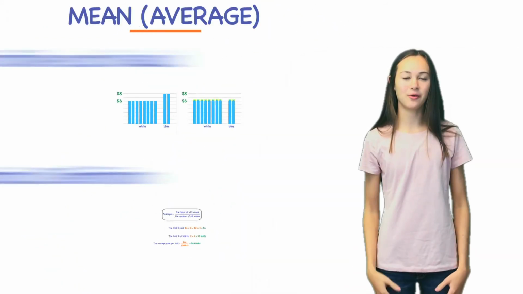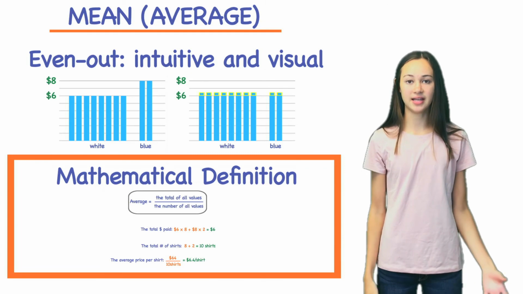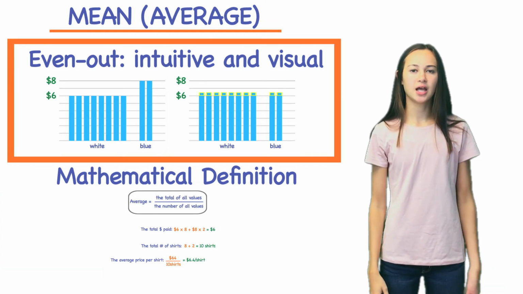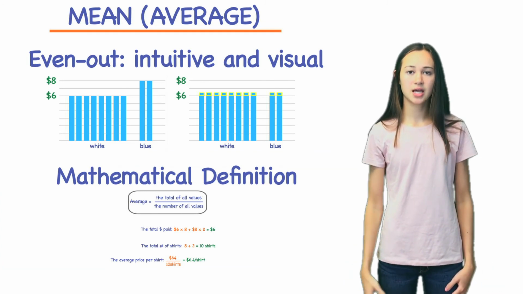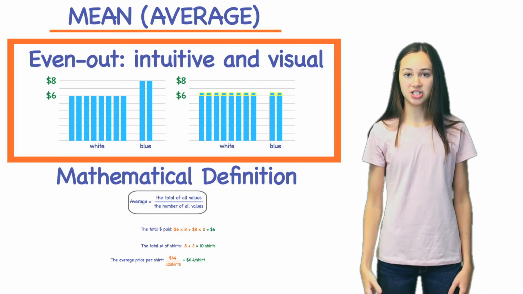As you can see, we can always rely on the math definition to find the average, but the even out method helps us visualize the concept. It helps us understand what the math definition means.